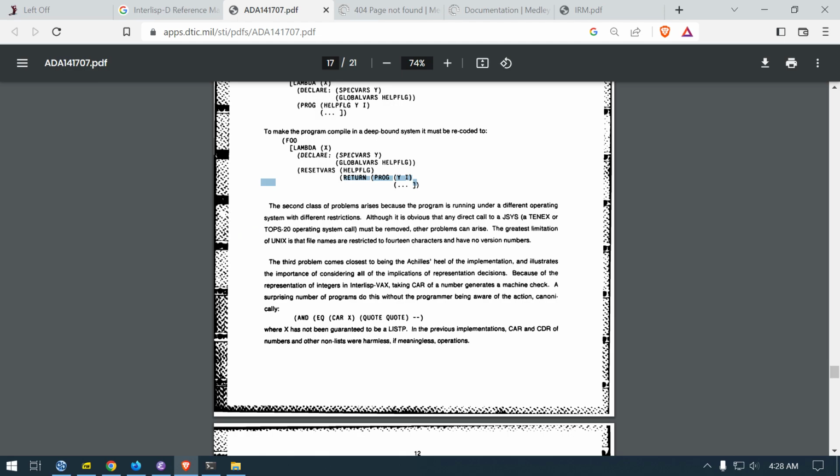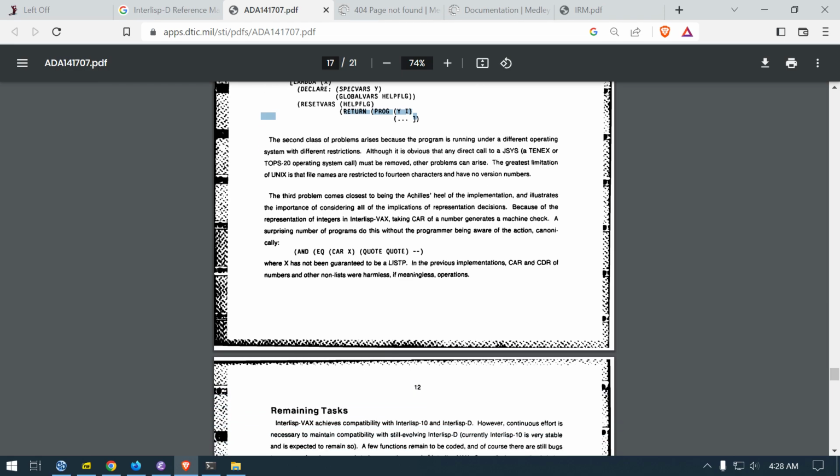And then I guess this is just talking about syscalls for the 10x system. And this one right here, they say became almost the Achilles heel of the implementation. I guess maybe it was the way they chose to do the integers. In other Lisps, maybe at the time, if you took the car of a number, it generates a machine check.